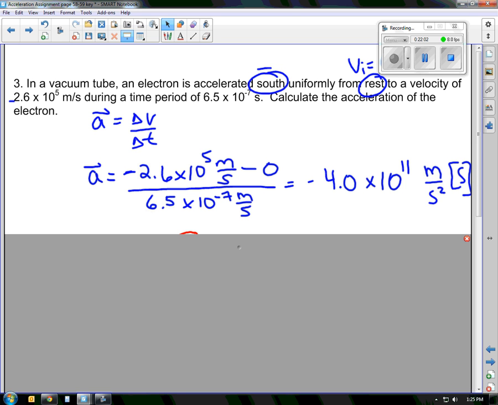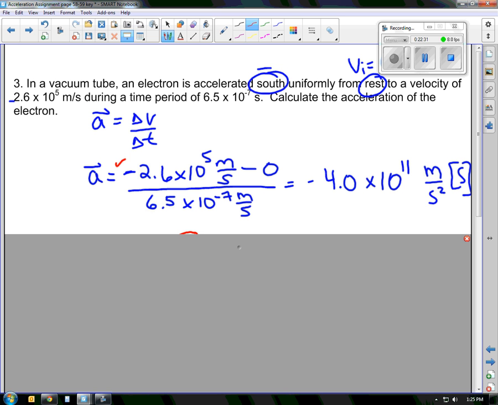The scientific notation is pretty easy. If you're dividing scientific notation, you subtract the exponents. So by looking at this question, we know our initial velocity was 0. It was at rest. We know the final velocity of this electron is 2.6 times 10 to the 5 meters per second, and it is in a southbound direction, so that's a negative direction. So we'll put that in for our velocity.